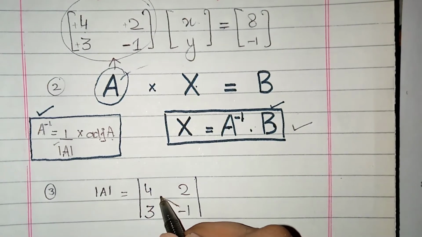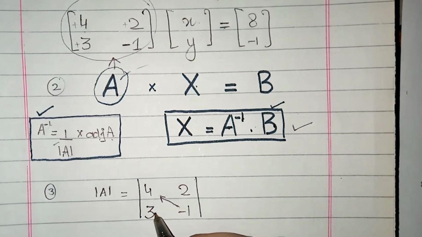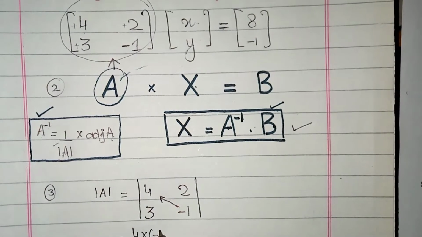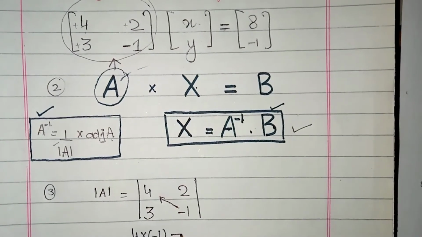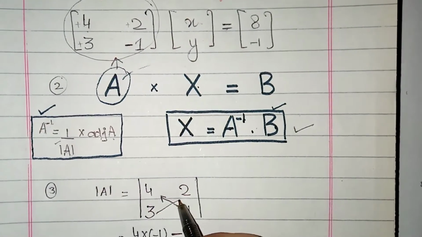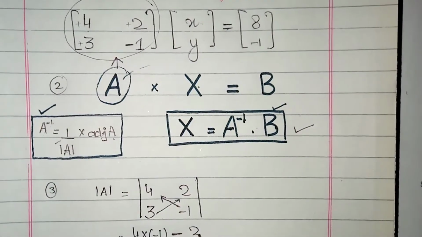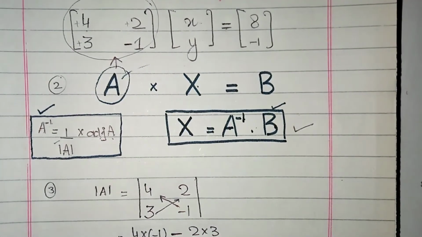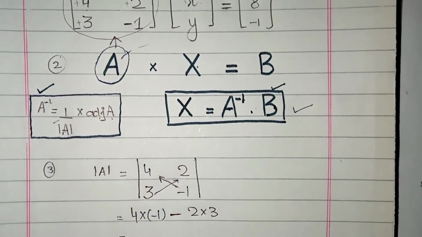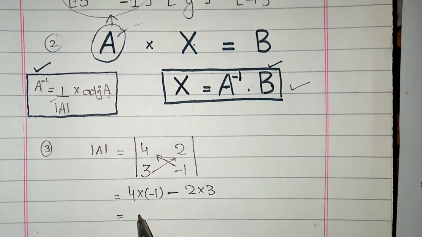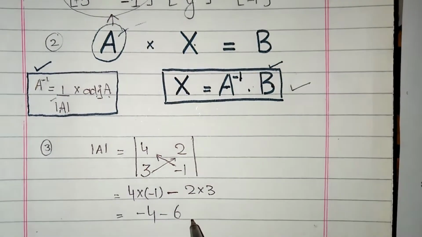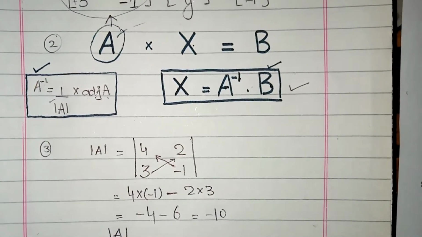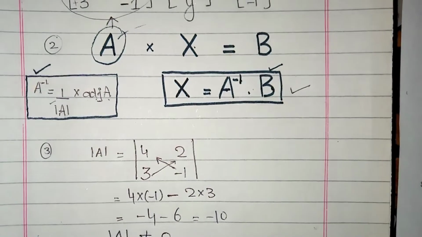Multiply this negative 1 with this 4, so 4 times negative 1, and put a negative sign here, and now multiply this 3 with this 2, 2 times 3. Now solve the above expression and you will get the answer of the determinant of A. If you solve, you will get negative 4, negative 6, which is equal to negative 10. And you all know that the determinant of A is not equal to 0.